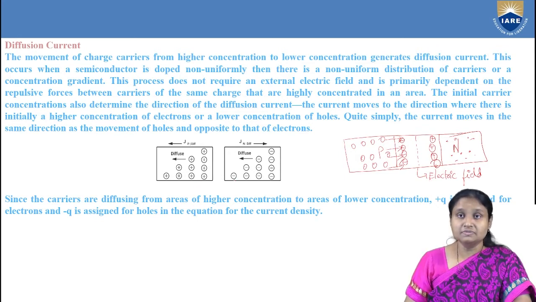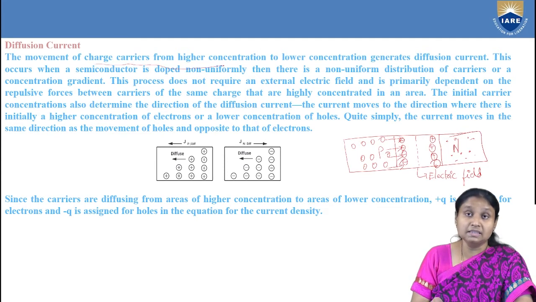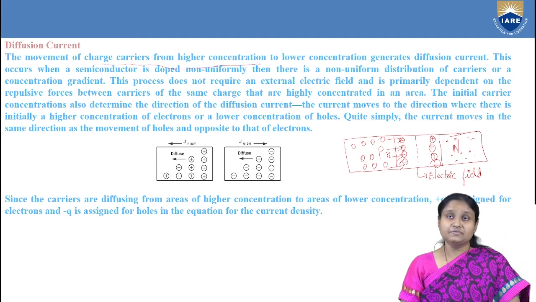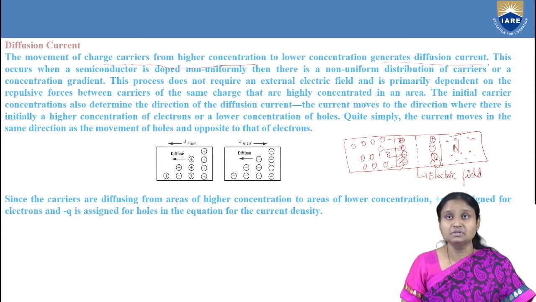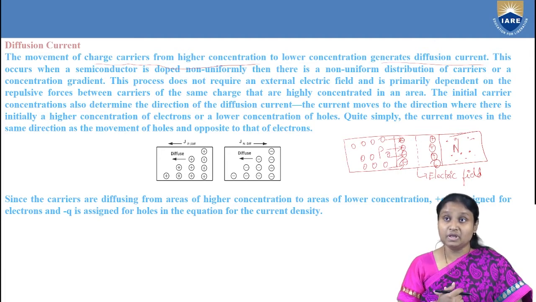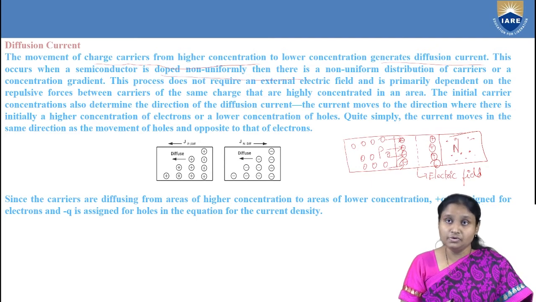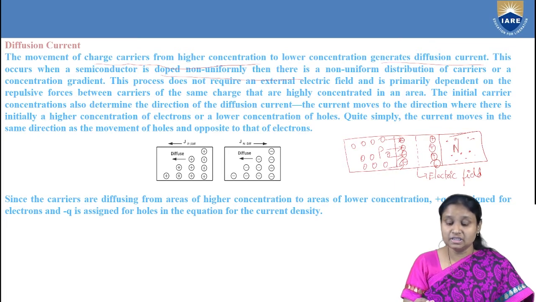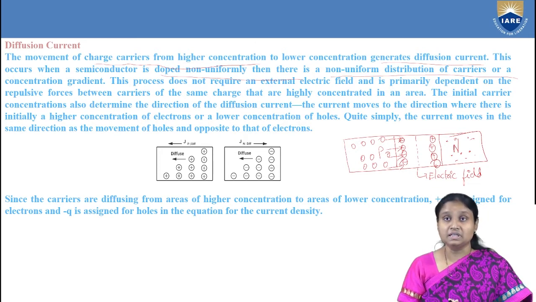Now if we look at this figure, here we have movement. Generally, the diffusion process is nothing but movement of charge carriers from higher concentration to lower concentration, thereby generating diffusion current. Diffusion generally takes place when we consider a semiconductor which is doped non-uniformly, of course where we are talking about p-type and n-type semiconductors. So when there is a non-uniform distribution of carriers in a concentration gradient, this process of diffusion will take place.